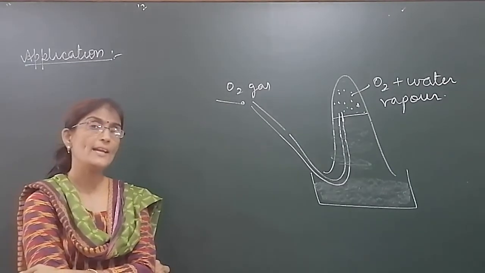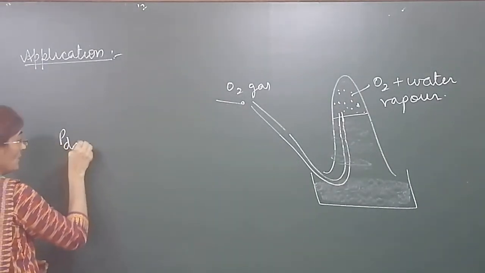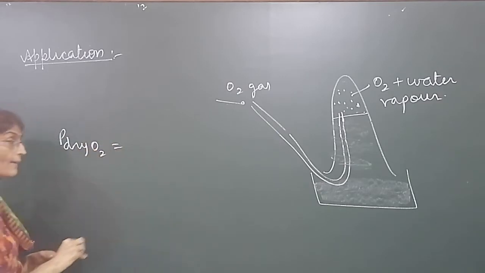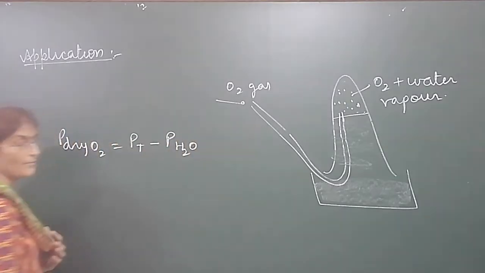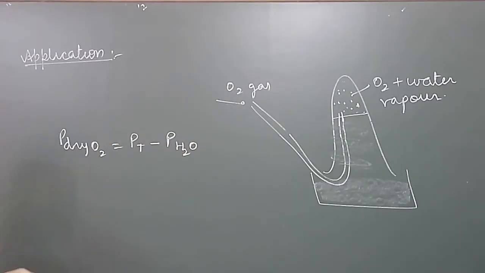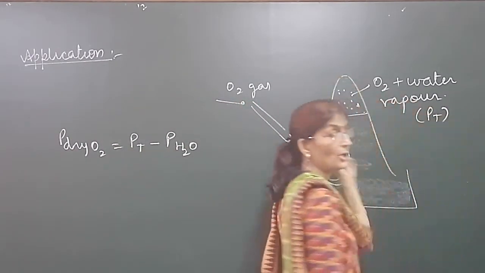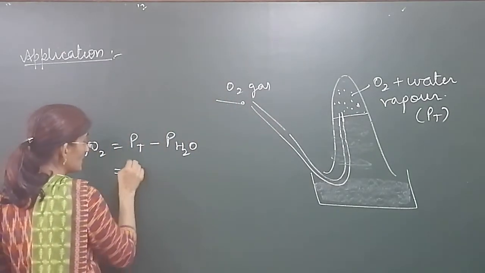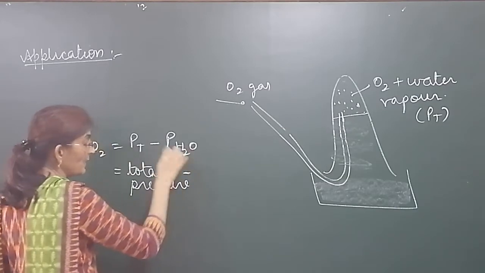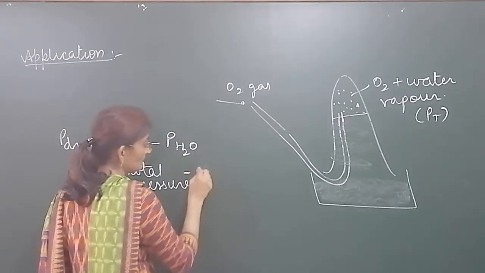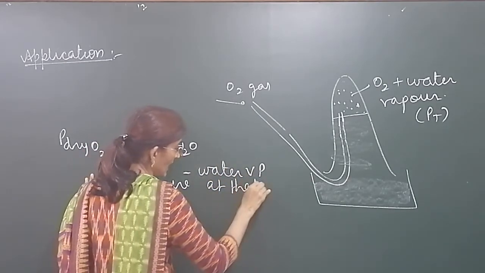Now suppose we wanted to find the pressure of dry gas, dry oxygen gas. What do we have to do? Pressure of dry O2 is calculated by the total pressure minus the partial pressure of water vapor. How do we get the pressure of dry gas? By counting the total pressure. What do we call the pressure of the mixture? PT, total pressure. So we have to subtract from this total pressure the partial pressure of water vapor at that temperature.